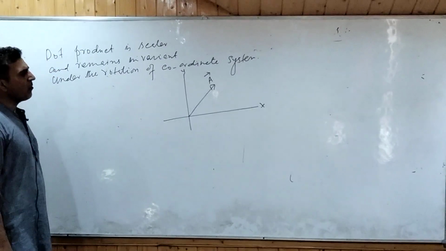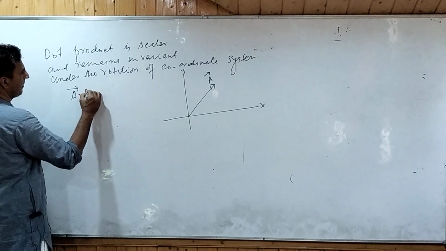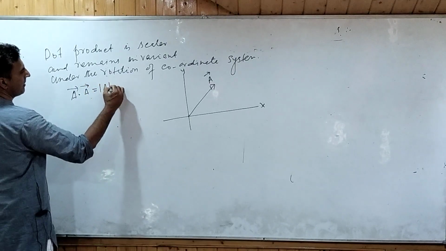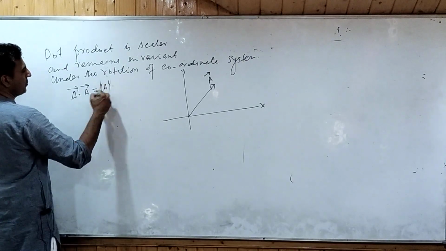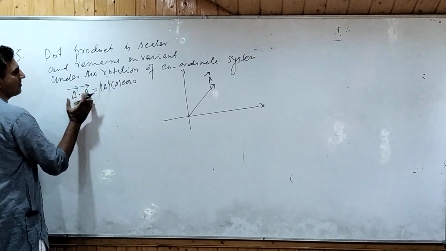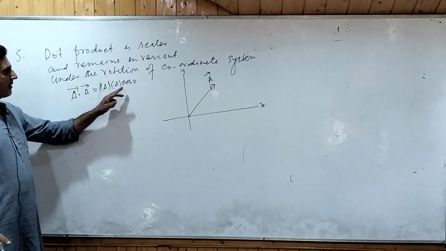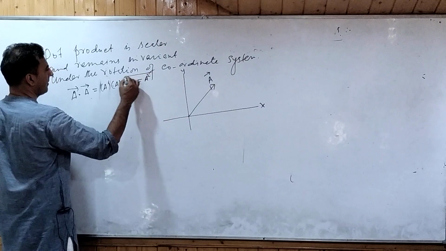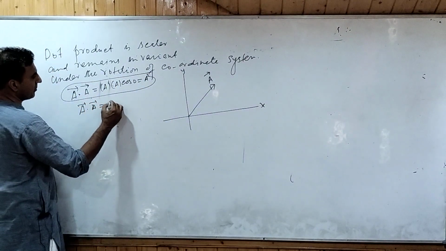Now, what is vector A dot A? That's magnitude A into magnitude A cos of 0. The angle between A and A is 0, because both are the same vectors. They have the same direction, so the angle between them is 0. So it is A square. So vector A dot vector A is A square.